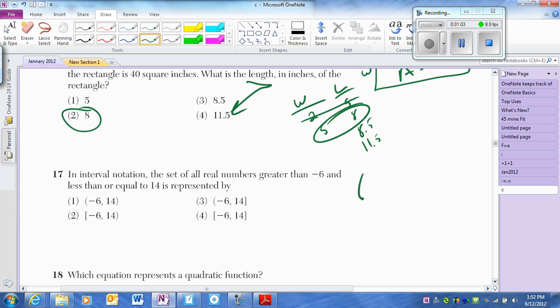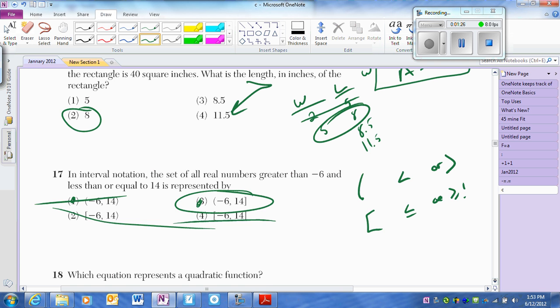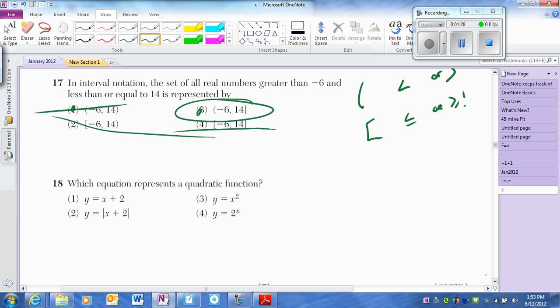Interval notation. Don't forget the parentheses are for less than or greater than. The brackets are for less than or equal to or greater than or equal to. So greater than negative 6. Doesn't say greater than or equal to negative 6, so it's got to be either this one or this one. Less than or equal to 14, it's got to have a bracket. There's your answer. These are quadratic. This is a linear, absolute value, quadratic, and exponential.